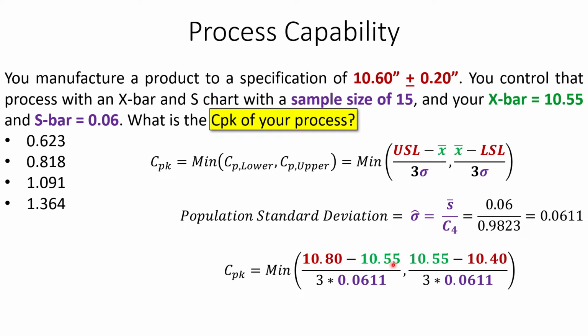10.8 minus 10.55 divided by 3 sigma. That's the upper Cpk value. This is the lower Cpk value. When we work the math, essentially what we find is that the minimum value between these two separate calculations is 0.818, which is our Cpk value for this given situation. All right, makes sense? Let's keep going.